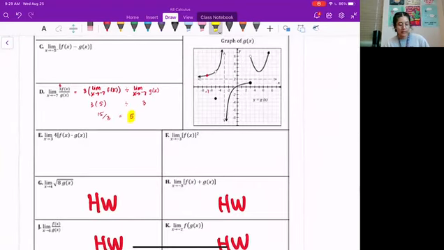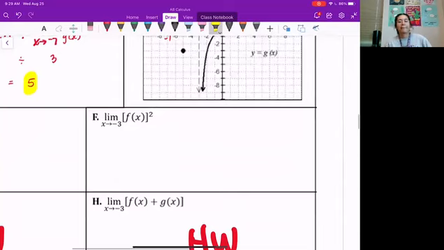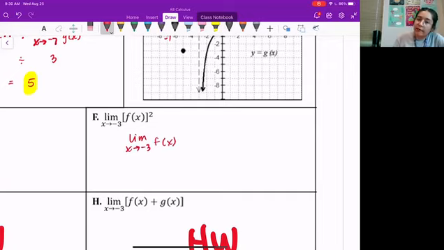Okay, let's do one more of these. Let's do f. So it says the limit as x approaches -3 for f of x squared. Again, how am I supposed to square a picture of a graph? What does that even mean? Okay, what I can do is I can make it simple. Find the limit as x approaches -3 for f of x. And whatever answer I get there, I'm going to take it and I'm going to square it.